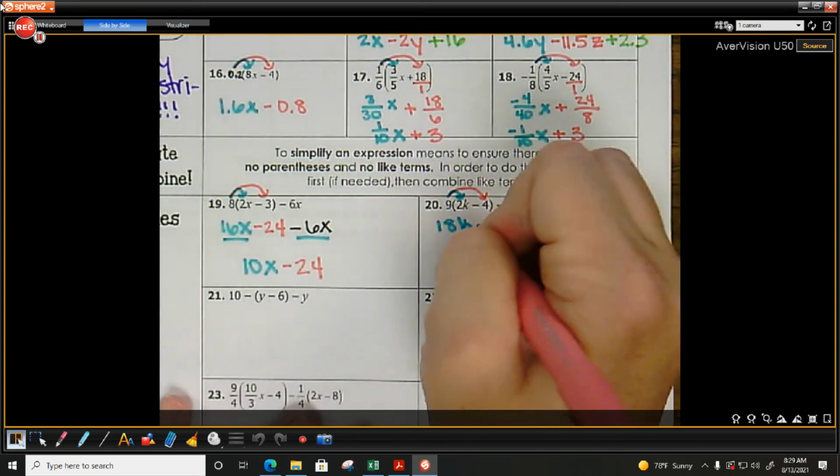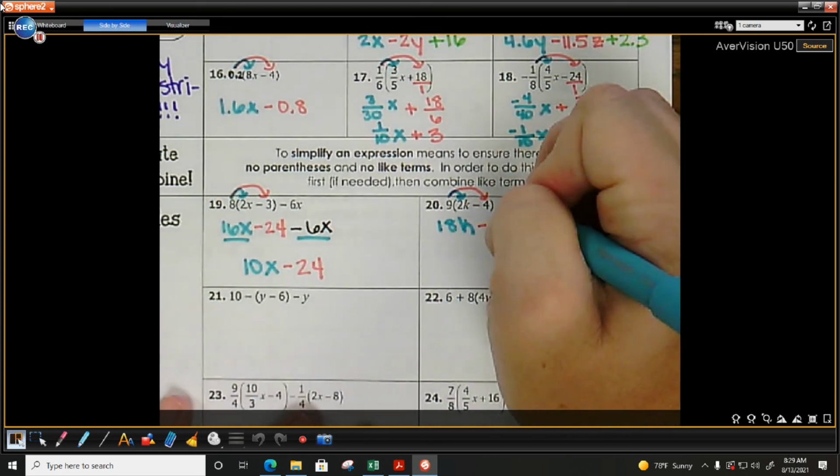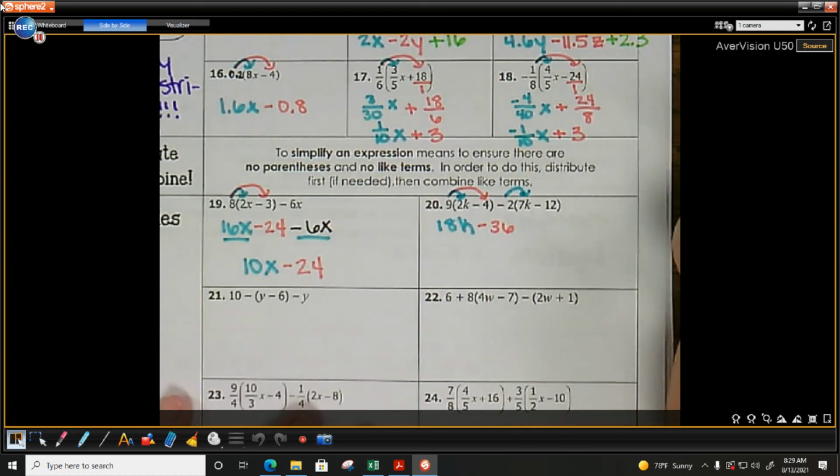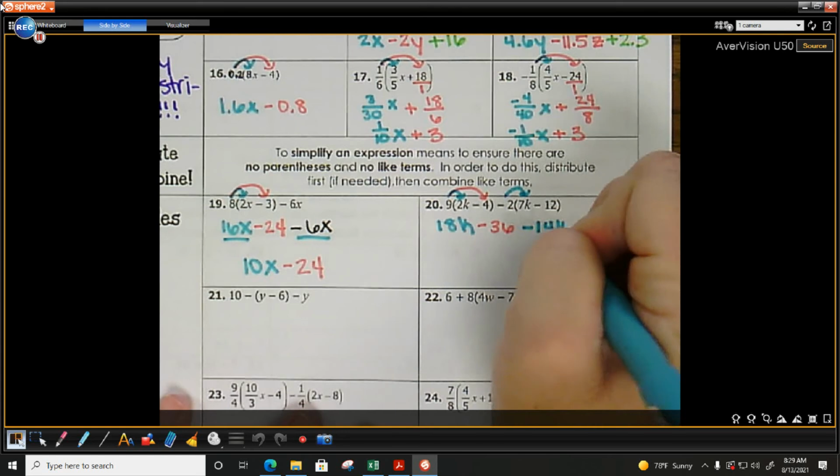Do I need to distribute again? Yes, because I have another set of parentheses. That's a negative 2. So what's negative 2 times 7k? Negative 14k. And then what is negative 2 times negative 12? 24. Positive, so plus 24.